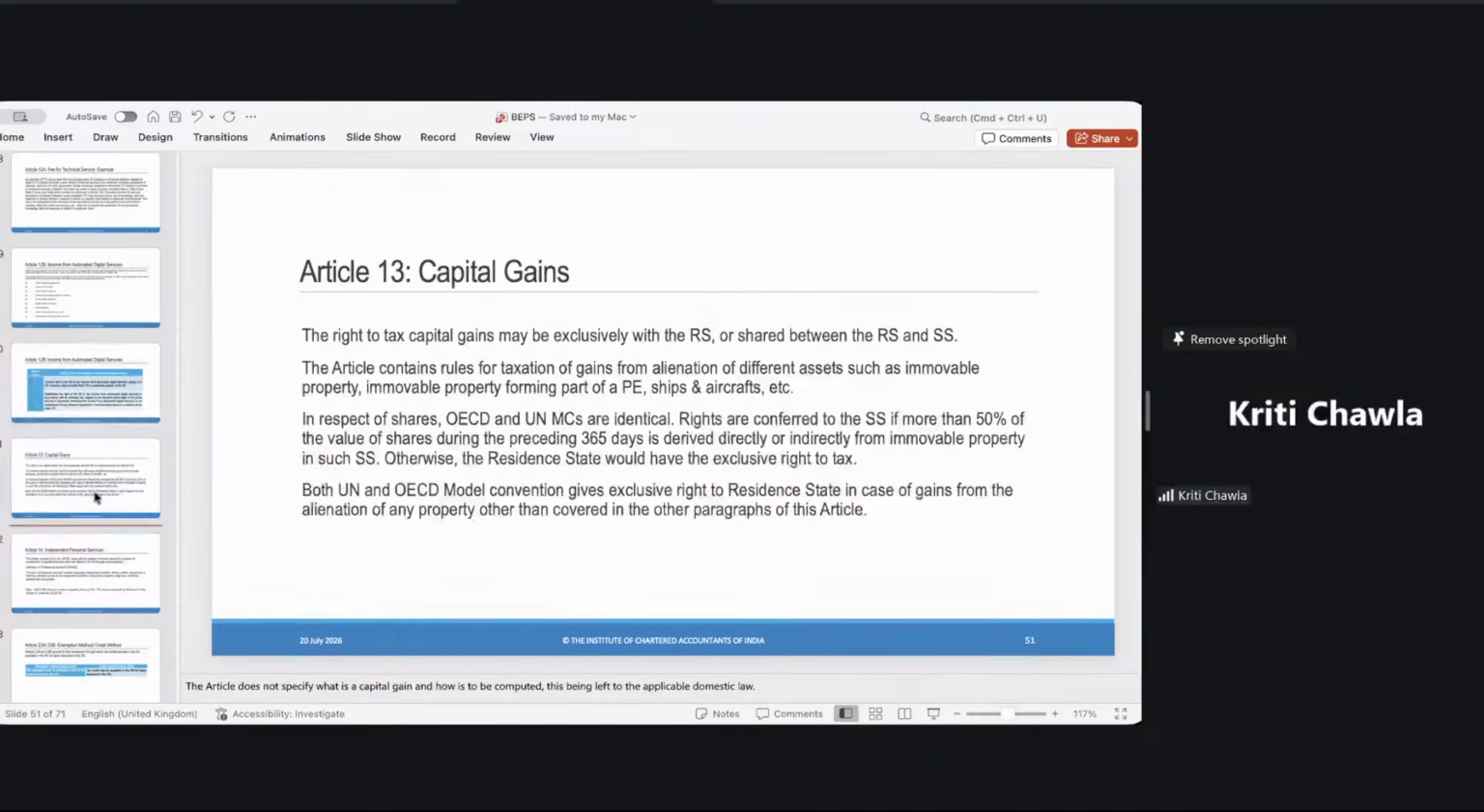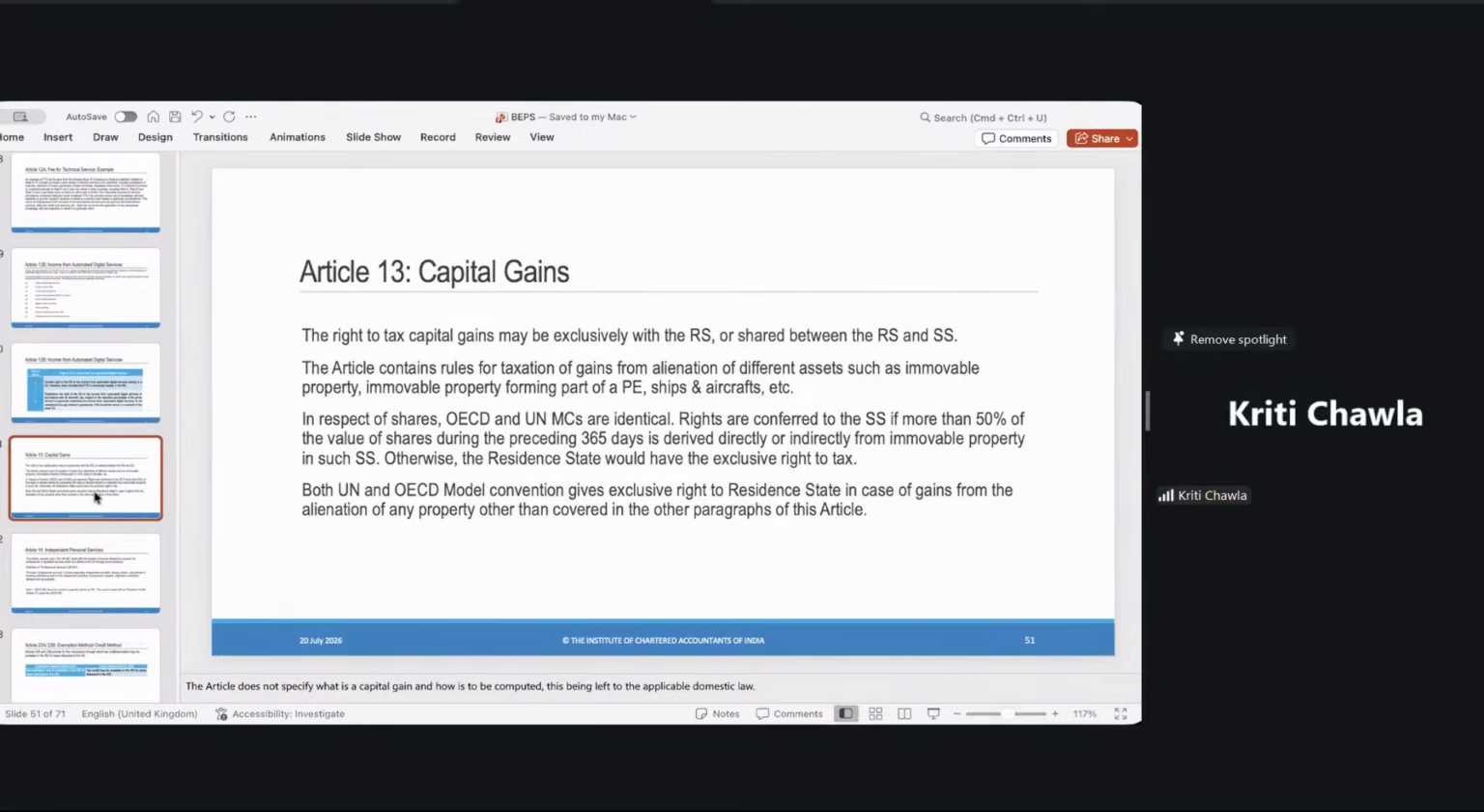The next thing is Article 13, which basically talks about capital gains. Now, this article does not specify what a capital gain is and how it is to be computed, but this is left to the applicable domestic law to determine how capital gains are to be taxed. The right to tax capital gains may be exclusively with the resident state, or it may be shared between the resident state and the source state.